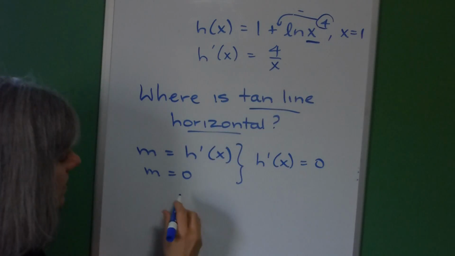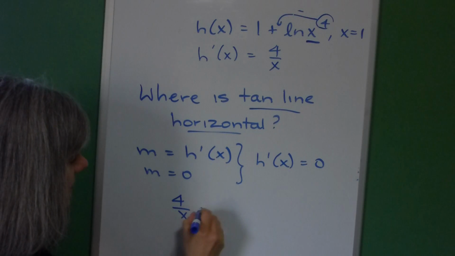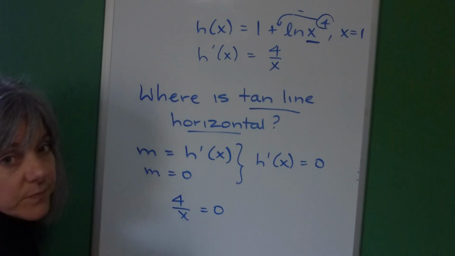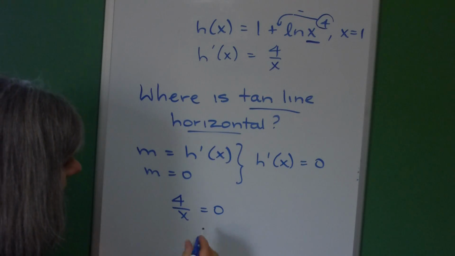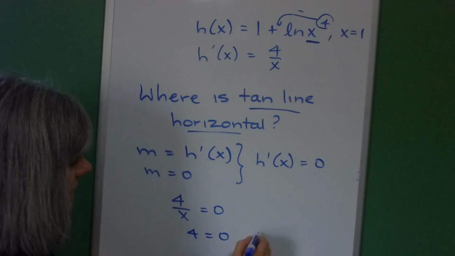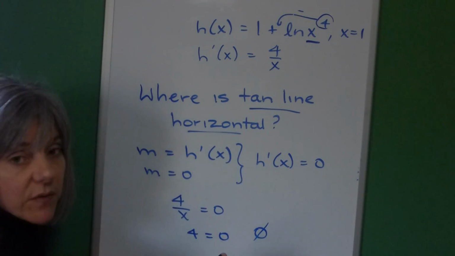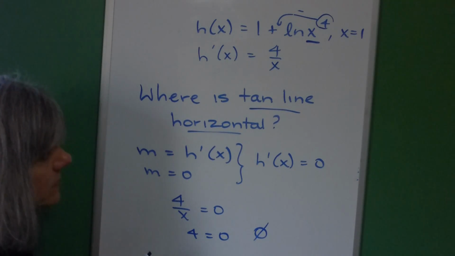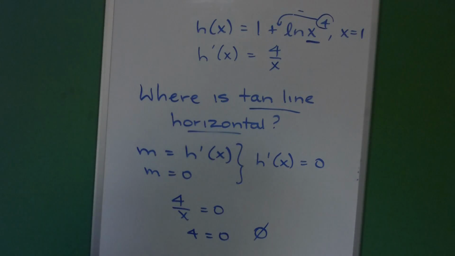Well, so grab our derivative: 4 over x equals 0. Is this ever true? No, never true. I could multiply both sides by x and I'd get 4 equals 0. Never true. So for this function, there's never a place where the tangent line is horizontal. All right, two more examples.